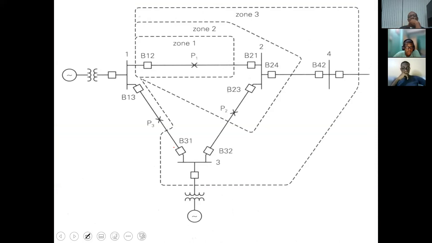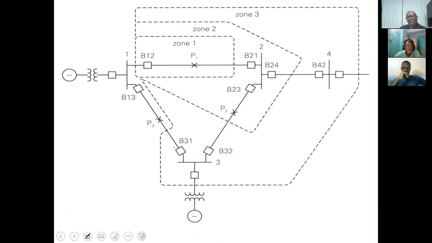And if you note, you can create several zones. Don't focus on the zone that I have shown you here, because I'm going to speak about this specifically for the impedance relay. But you remember when we were talking about zones of protection, right?